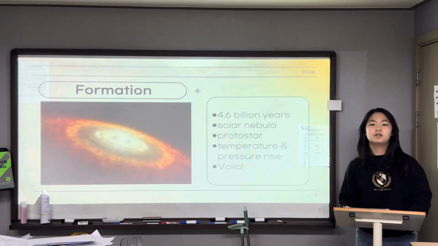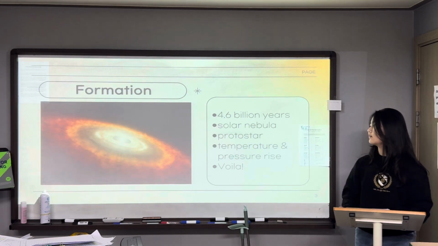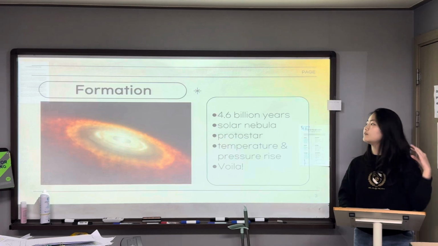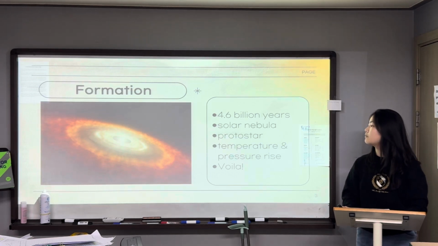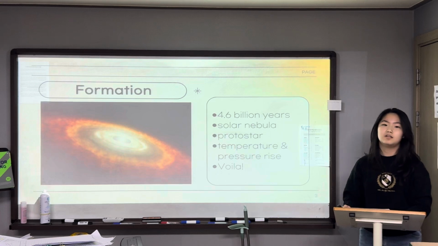The gravity clumped the materials together and became a burning ball of gas, which is known as a protostar. Over the next tens of millions of years, the temperature and pressures of the ball increased, until it became the shining star we know today.